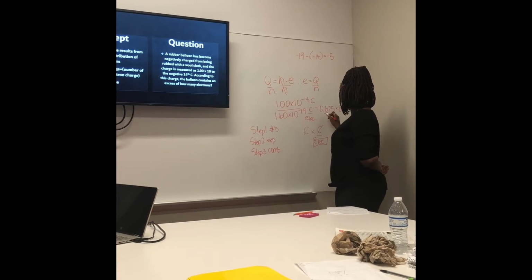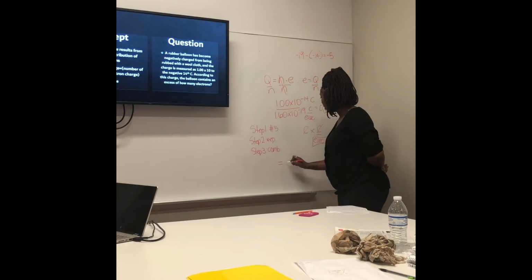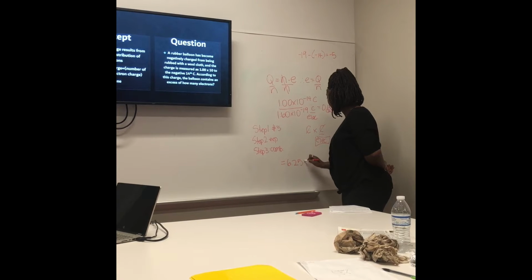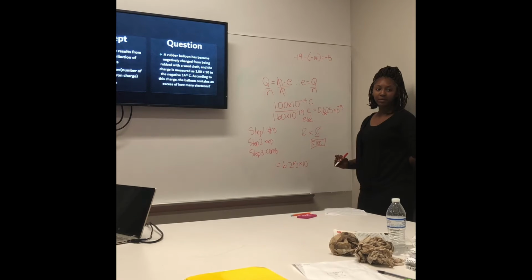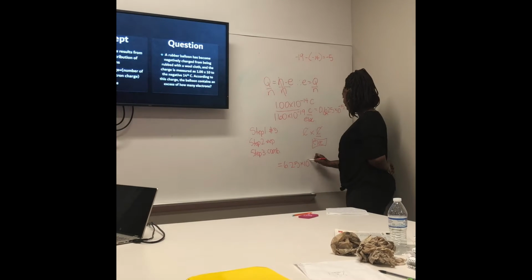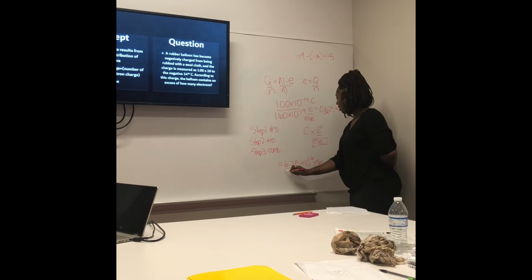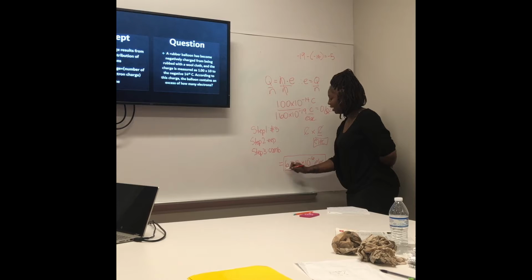So when we move the decimal over 1 point to the right, we are left with 6.25 times 10 to the what power? Negative 6. Negative 6 electrons. And this is our final answer.